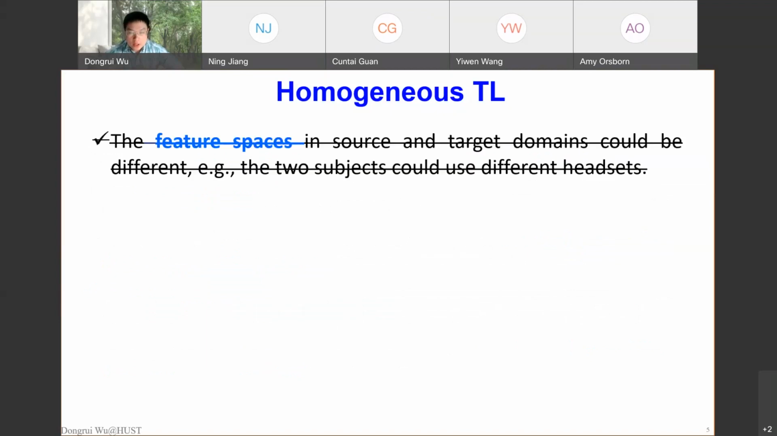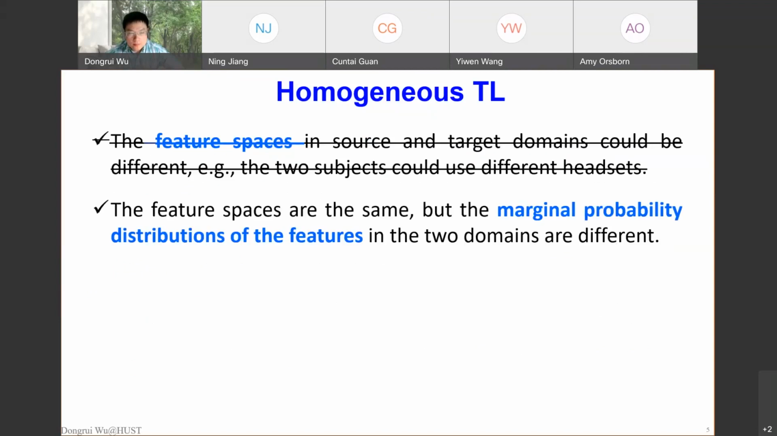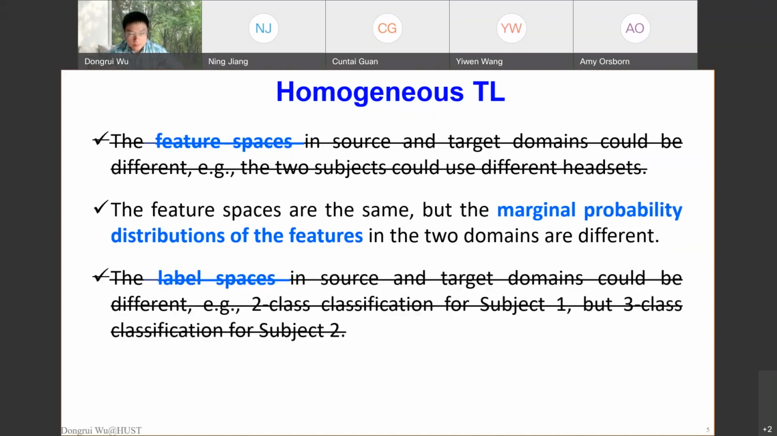For homogeneous transfer learning, we simplified the challenges in heterogeneous transfer learning. For example, first, we assume that the feature spaces in the source and the target domains are the same. This can be achieved by requiring the two subjects to use the same EEG headset. But the second challenge still remains, that is, the marginal probability distribution of the features in the two domains are still different. This is due to individual differences, and this cannot be removed by designing the experiment carefully.